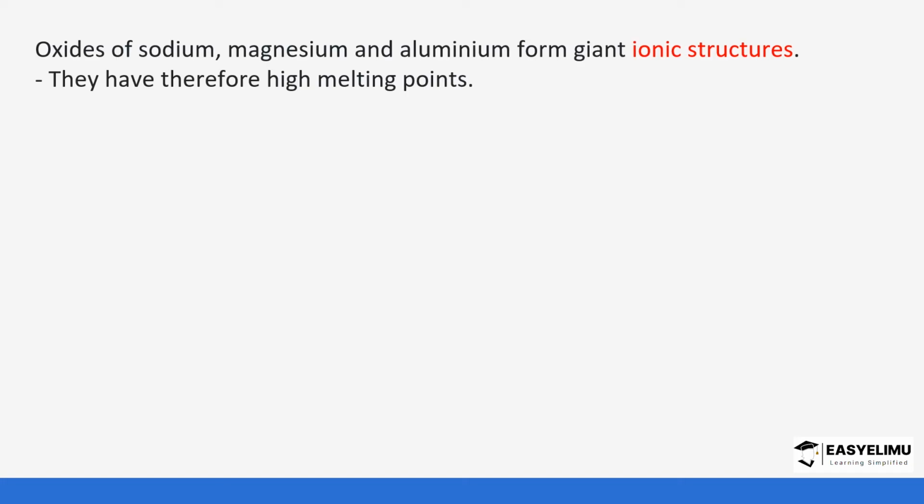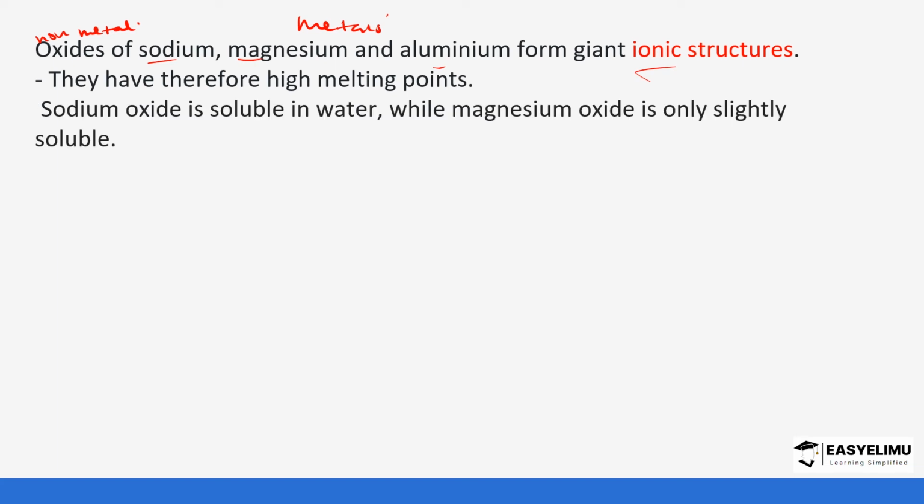So when you look at the oxides of magnesium, aluminium and sodium, they usually form ionic structures and they have very high melting points. We say they form ionic structures because sodium, magnesium, and aluminium are metals and they're reacting with a non-metal, which is oxygen. So definitely the bond between these two elements is going to be an ionic bond. So it forms a structure which is referred to as an ionic structure. This is different from the metallic bond of sodium, magnesium, and aluminium.